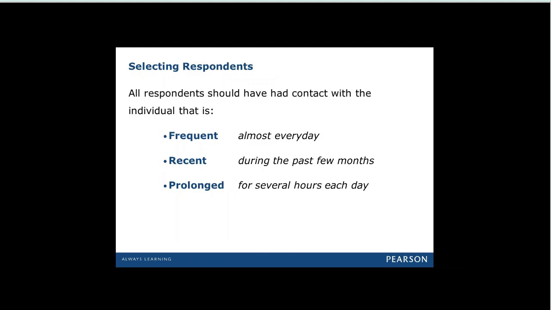So as I mentioned, I was just going to briefly talk about how we select our respondents. Really, what we want them to do is to have had contact with the individual that meets these 3 criteria. One, that they are frequent, that is, they see them almost every day, and that would be true of our teachers, for example. That contact has been recent, so during the past few months, not 12 months ago, for example, or 3 years ago. And that it's reasonably prolonged, so that is for several hours each day.